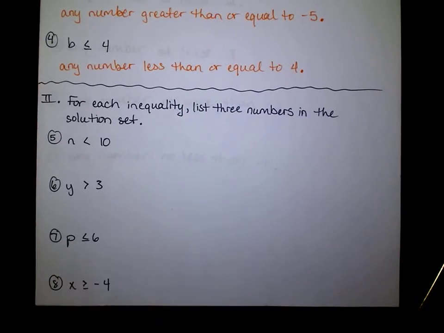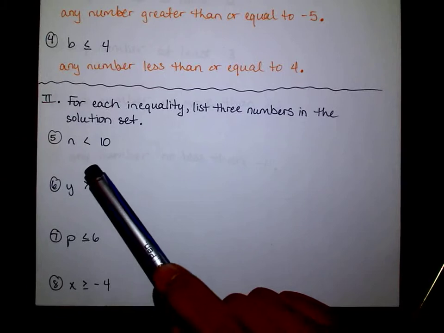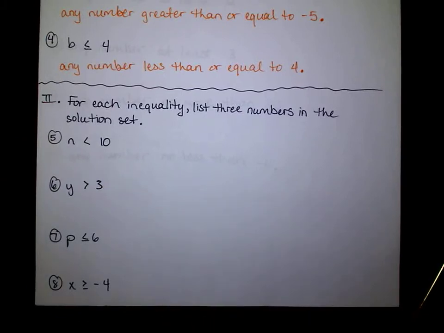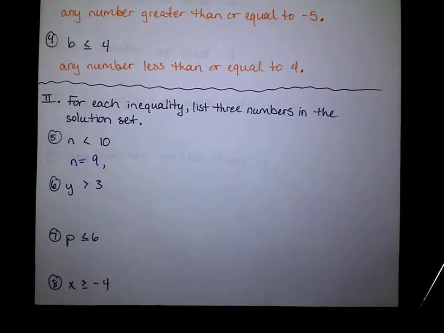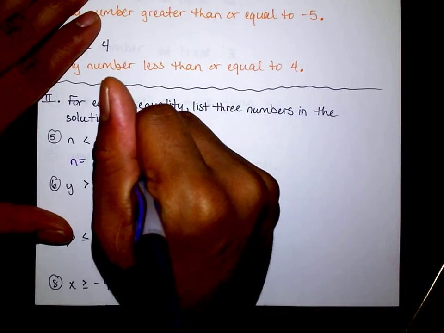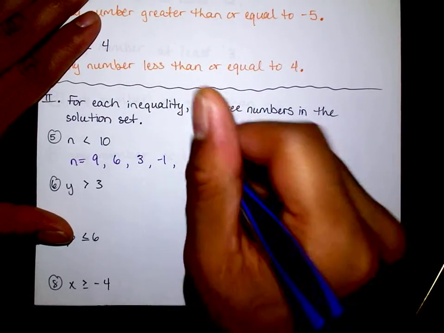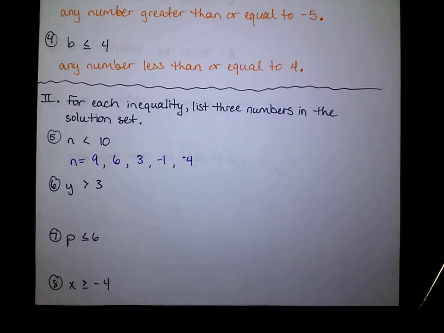For each inequality, list 3 numbers in the solution set. So they want us to name numbers. For this first one, it says n is less than 10. So that means any number less than 10. The first number that comes to mind will be 9, because that's the first number I can think of that's less than 10. Another number could be 6, or 3, -1, or even -4. Those are all numbers less than 10. Now I listed 5. The direction said 3. Nobody's gonna kill me if I did 5.